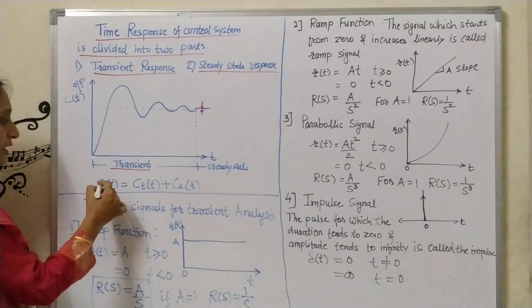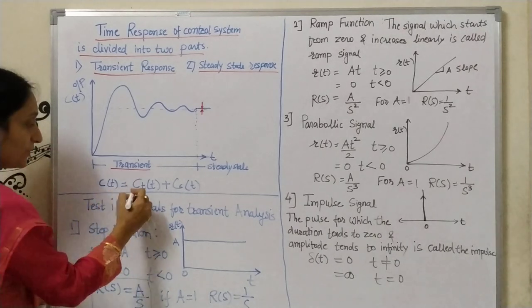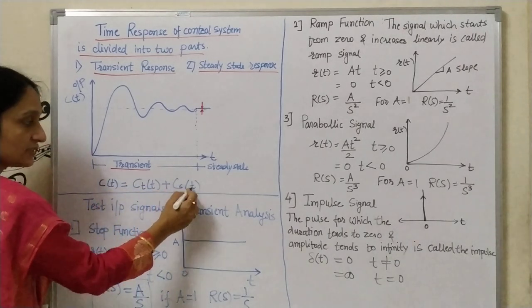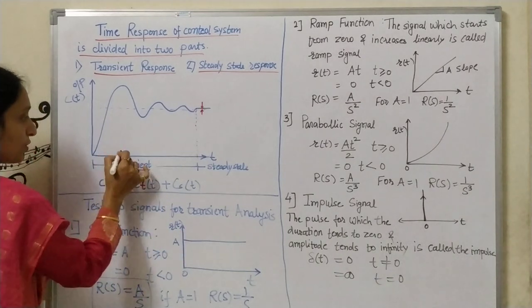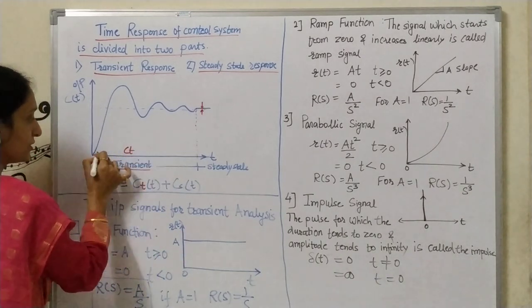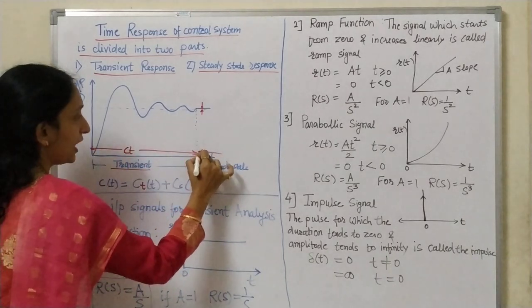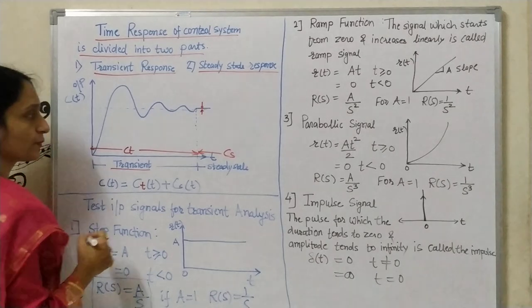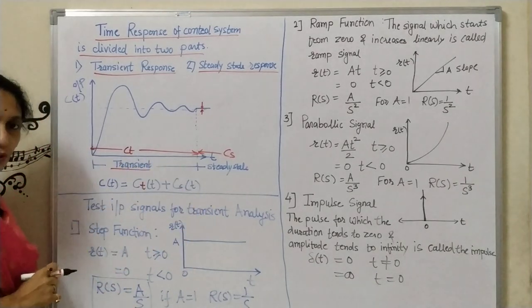Now see here, the total output c(t) is given by c_t(t) plus c_s(t). What is c_t(t)? That is the output because of the transient response. Okay, and the output because of the steady state response is given by c_s(t). So the total output is given by c_t(t) plus c_s(t).